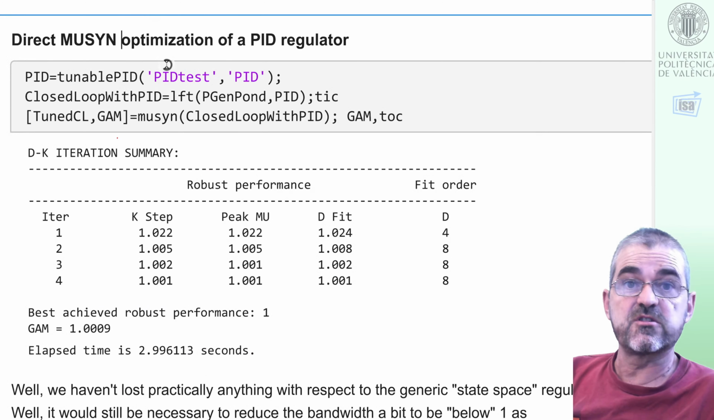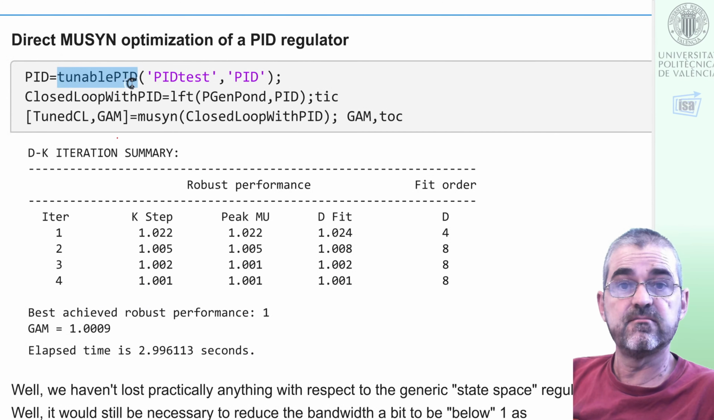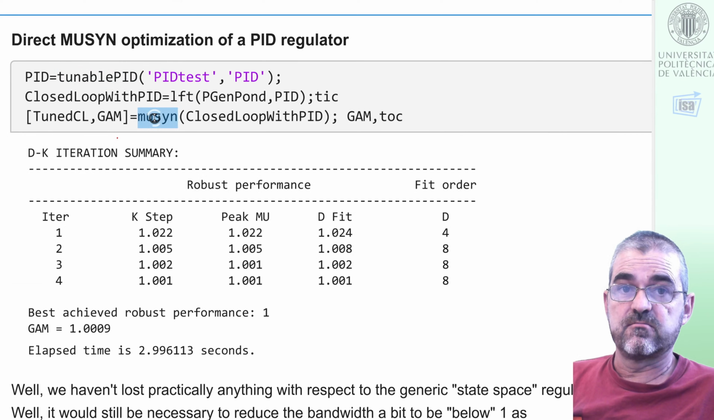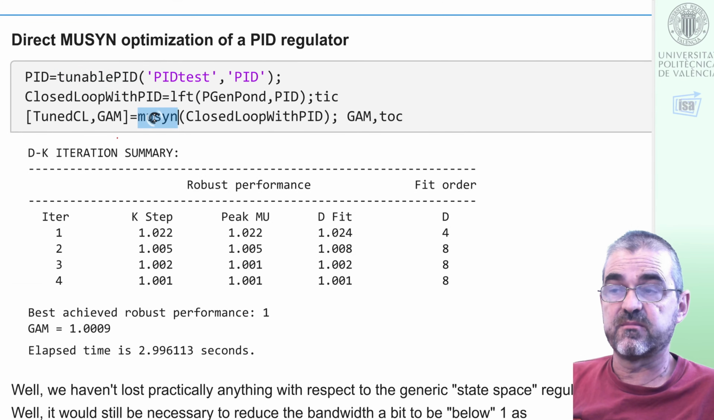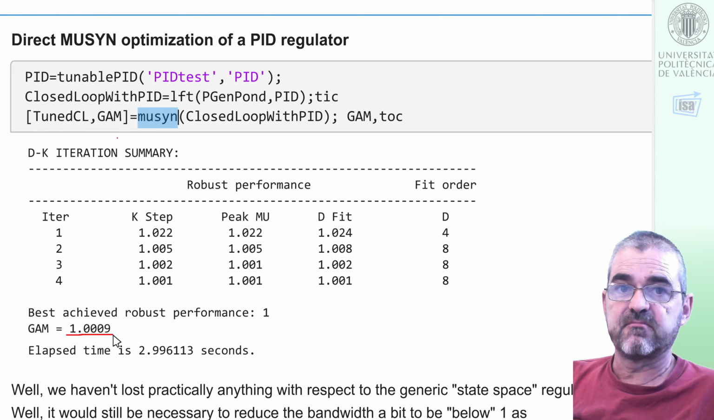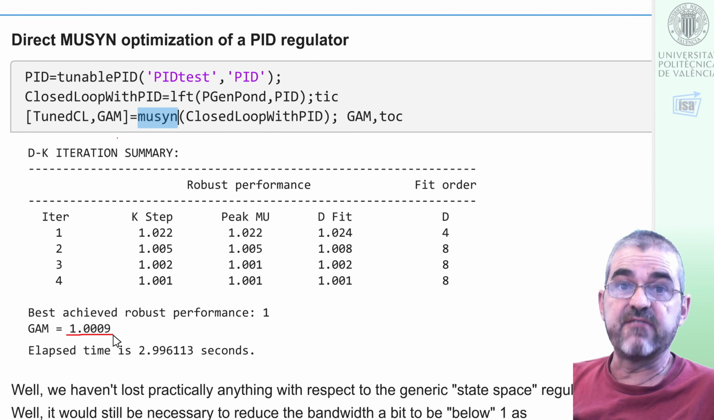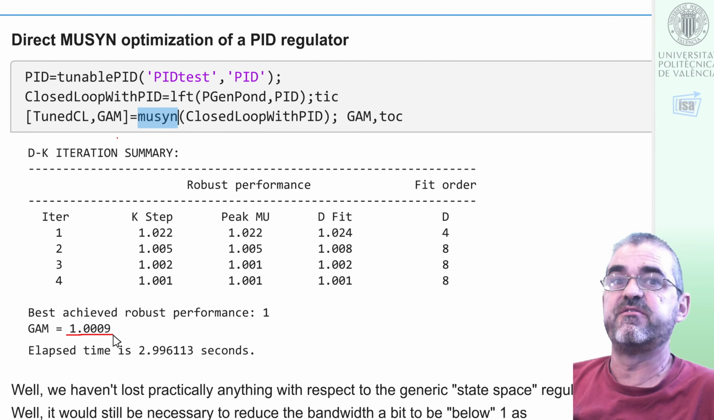The direct mu synthesis optimization of a PID regulator is done by crafting a tunable PID, closing the loop with a weighted generalized plant, and telling musyn to use whatever robust performance theorem, scale, small gain, etc. it needs to tune the controller gains. So at the end, it also achieves, apart from the fourth digit, basically the same level of performance as our 11th order reduced to 2 previous version.